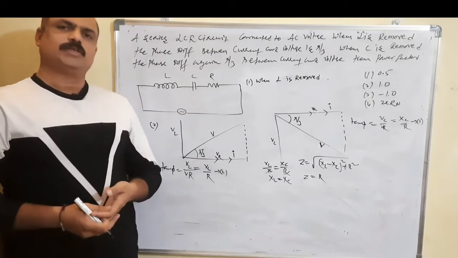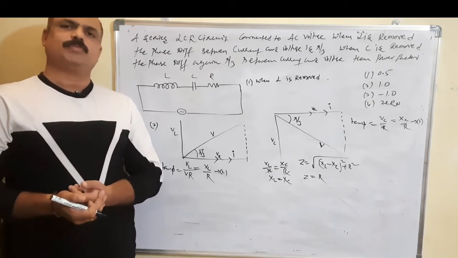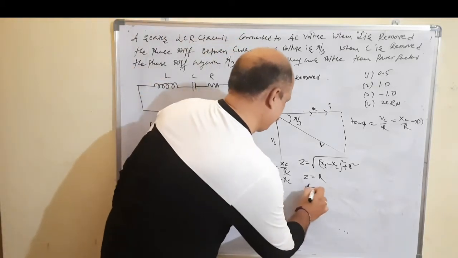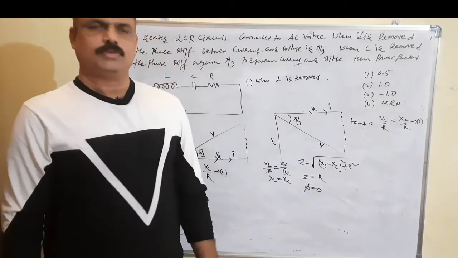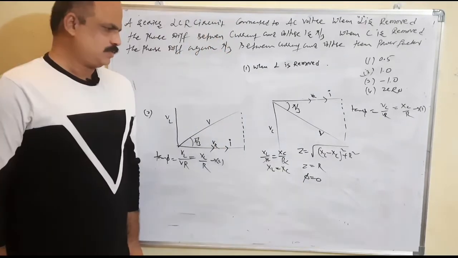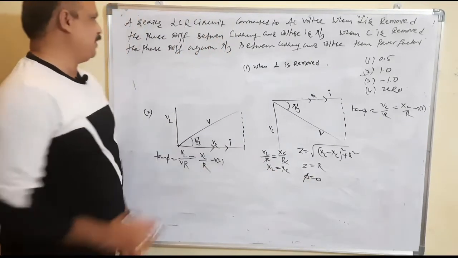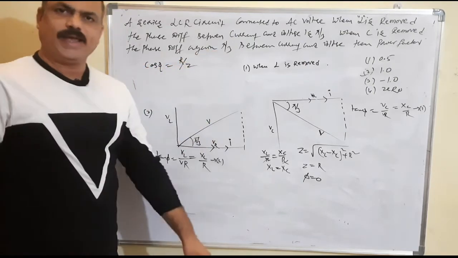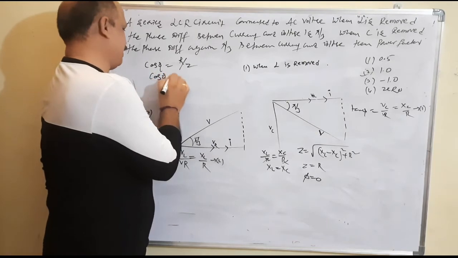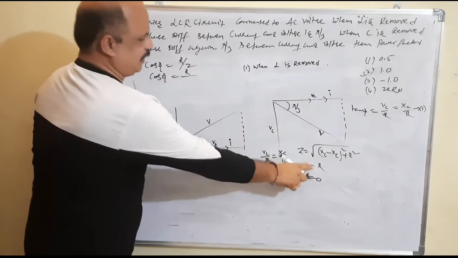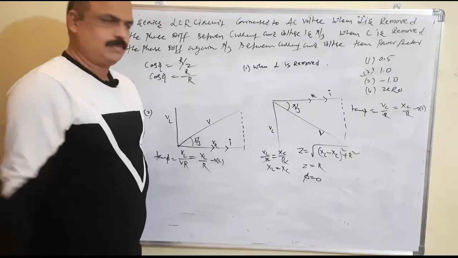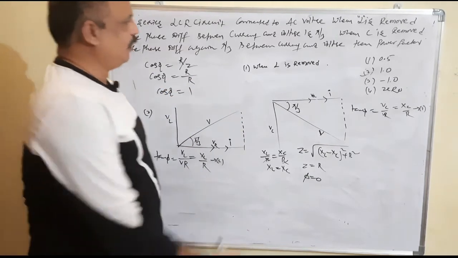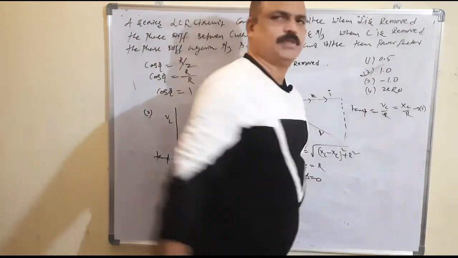In a resistive circuit, what is the phase difference between the voltage and current? 0. Phi is equal to 0. So the power factor cos phi is equal to R by Z. Z is equal to R. So the power factor cos phi is equal to 1. So our answer is second option.